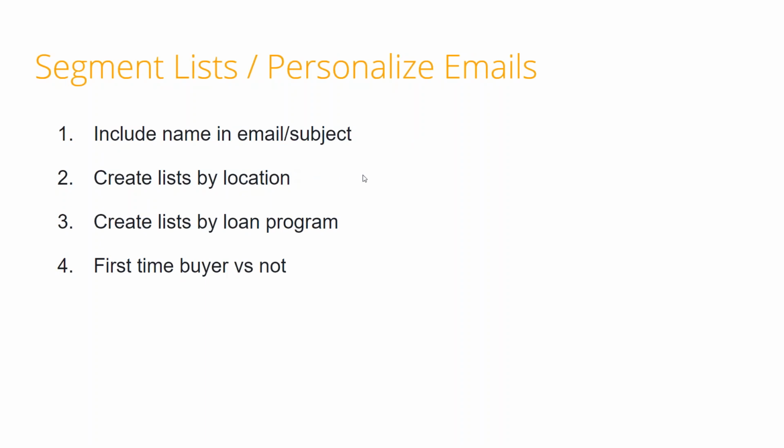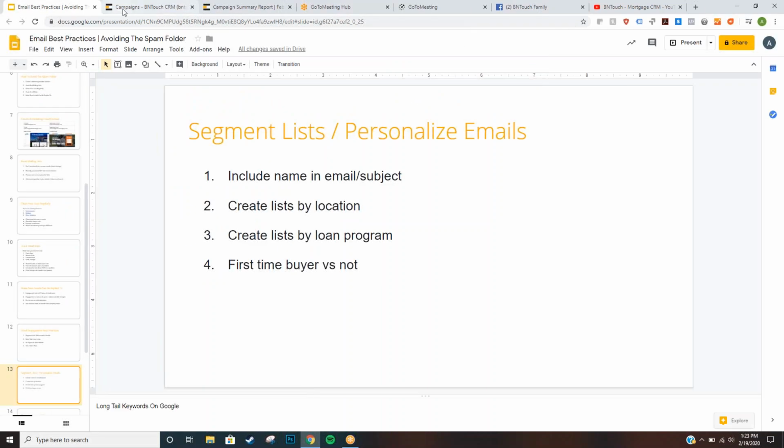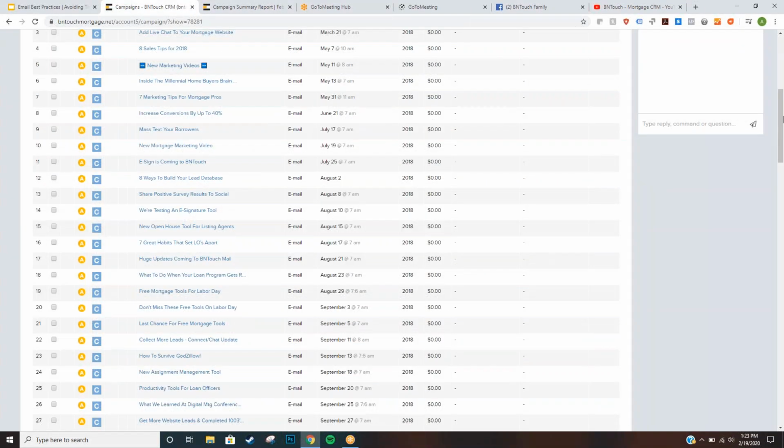Okay, so the first thing is segmenting lists and personalizing your emails. BNTouch has meta tags. If you haven't used these before, they allow you to put a sort of categorized thing into your emails. So for example, it'll say insert first name, and then when you send out your emails, it'll put in the first name of the person it applies to for every email that goes out. If you don't know how to use those, let's just do a quick jump in and check one out.